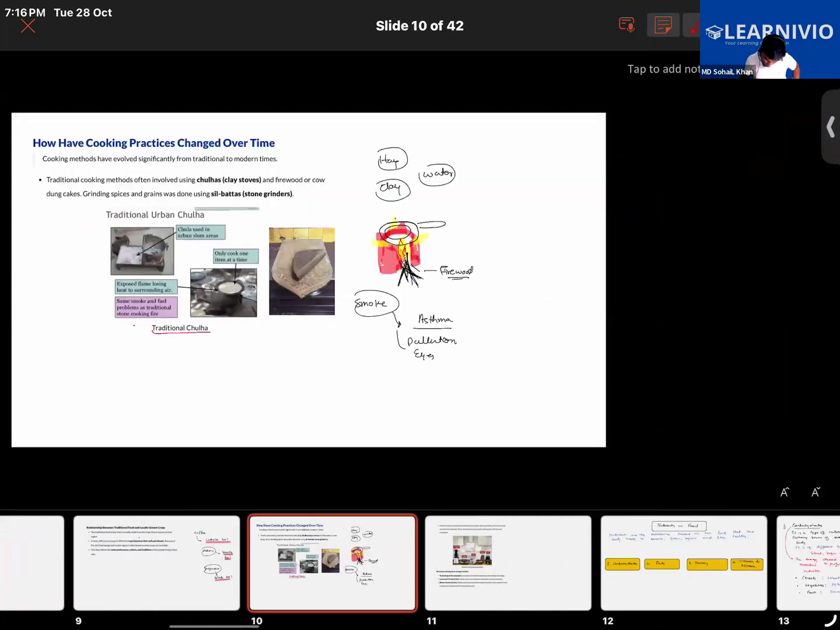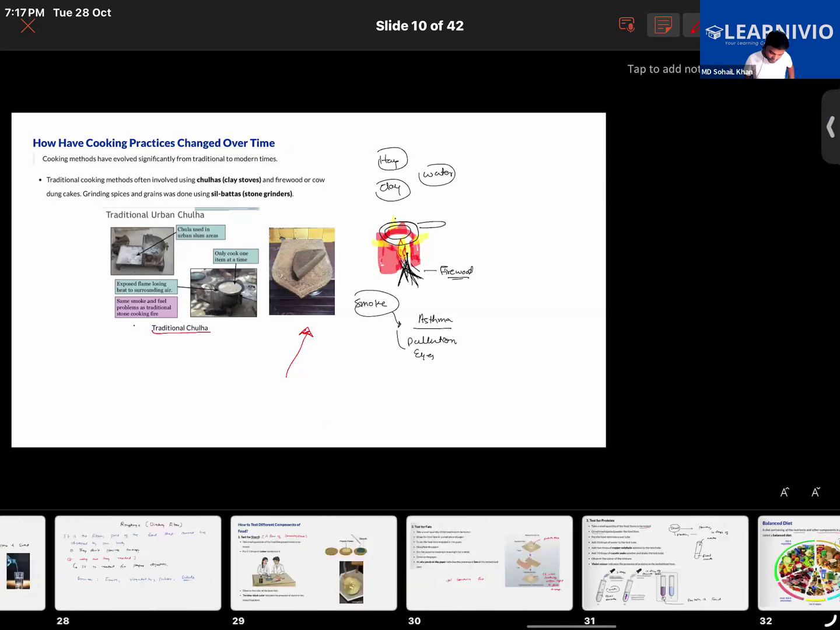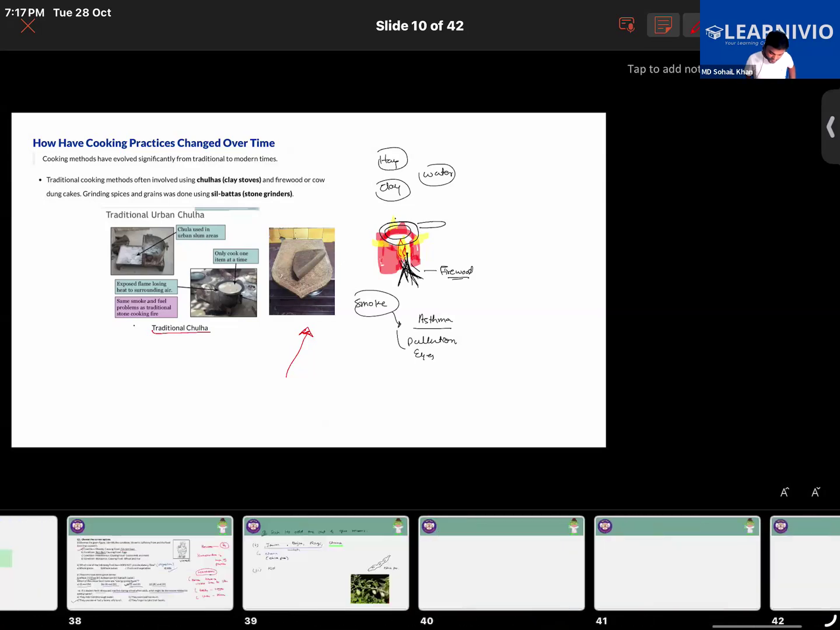You see this one right over here. This is the silbatta, right? Silbatta, or simply the stone grinder, locally called silbatta.